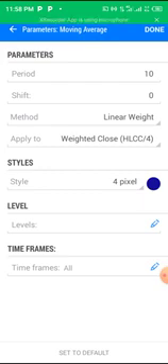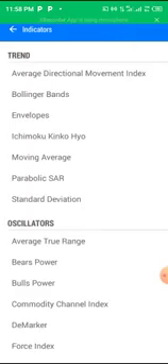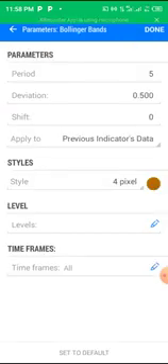After that you click on done, and the second indicator we'll be adding here will be the Bollinger Bands. On the Bollinger Bands, the period is 5, deviation is 0.500, shift is 0, apply to previous indicator's data. Style is 4 pixel, and I'm using gold color. You can use any color of your choice, like I said, but make sure it's visible for you to see them on your chart. After that, you click on done.